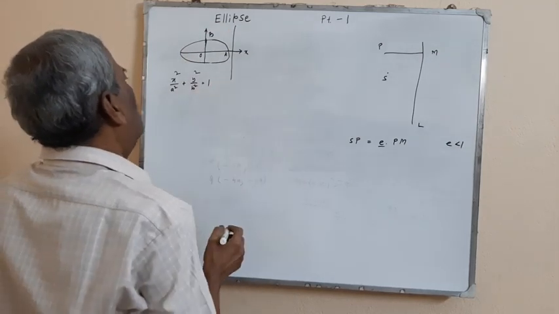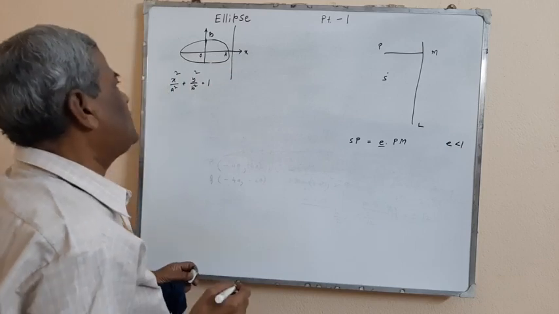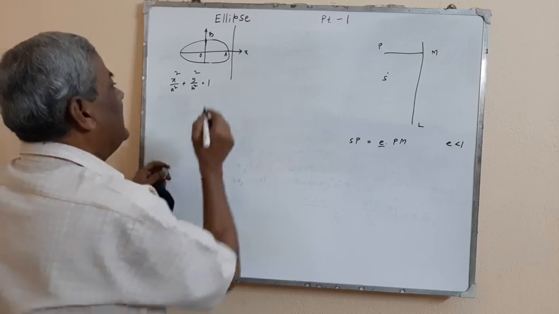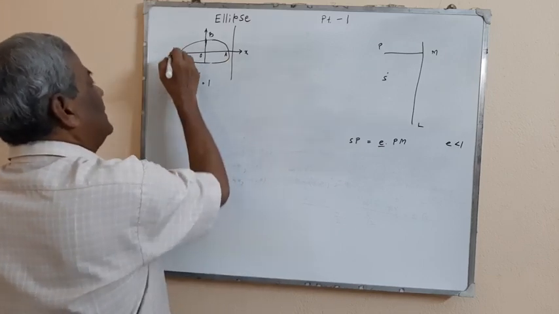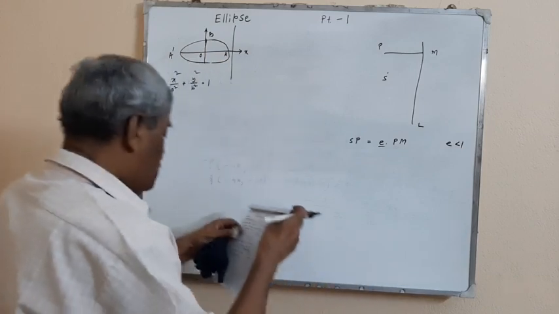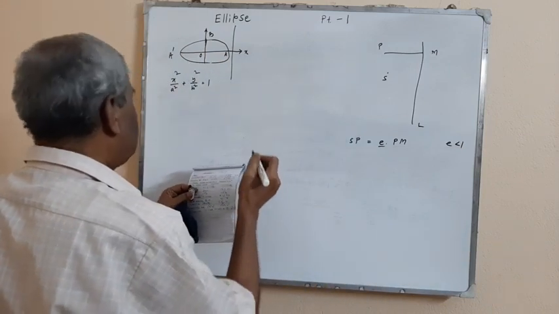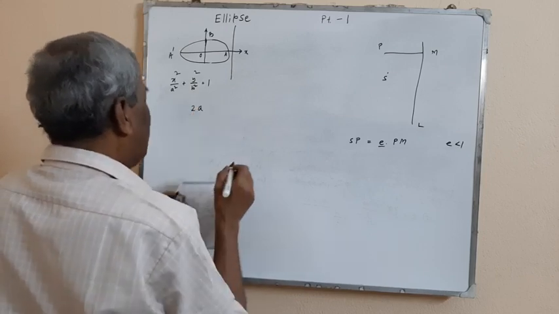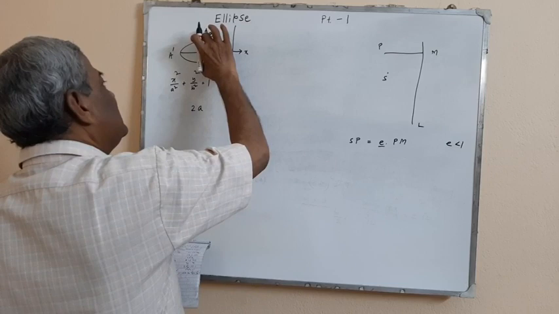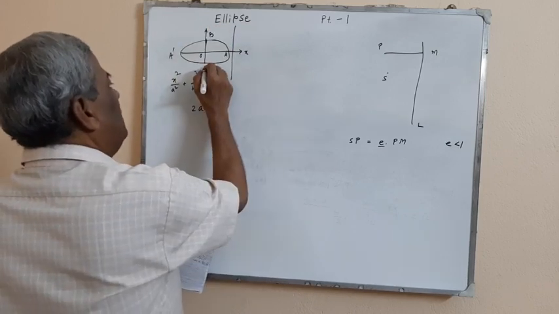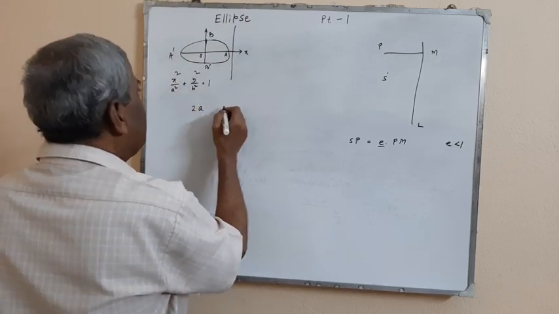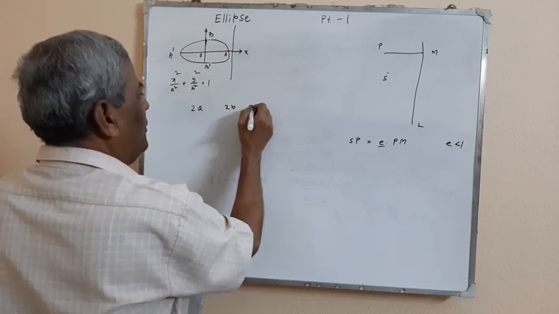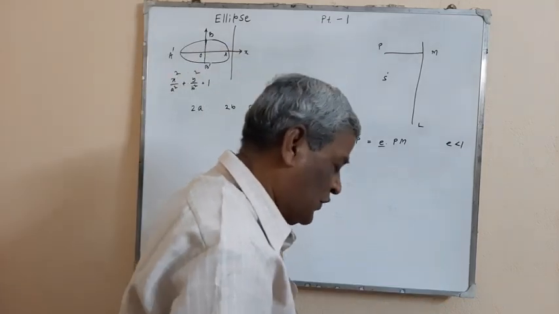This one is called the major axis of the ellipse, and its length is 2A. This is the minor axis, B dash is the minor axis, its length is 2B. O is the center of the ellipse.